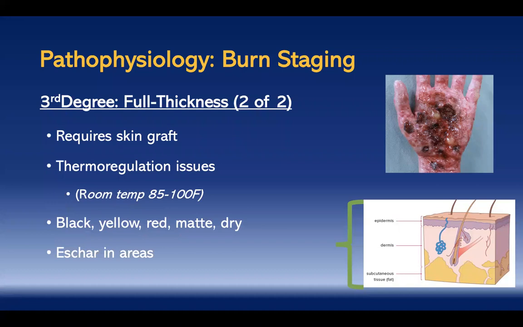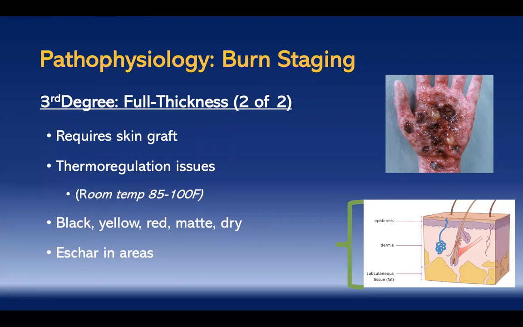So skin graft is required, and more interestingly, with full thickness burns, because the subcutaneous or hypodermis layer is affected, the patient is going to have issues with thermoregulation, because remember, it's that subcutaneous fat that provides insulation to the body. And so with patients with full thickness burns, the burn unit room has to be kept at a room temperature of 85 to 100 degrees Fahrenheit in order to provide thermoregulation to the patient.